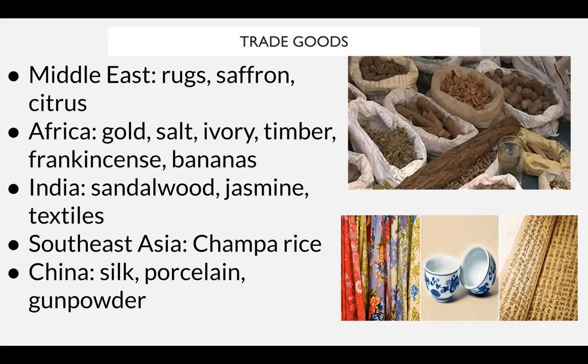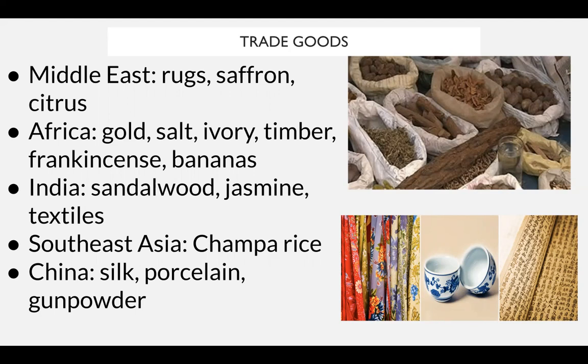In Africa, we have gold and salt, gold from West Africa, salt from North Africa. We have timber, frankincense, bananas. Bananas will make their way into Southeast Asia thanks to trade networks like the Silk Road.